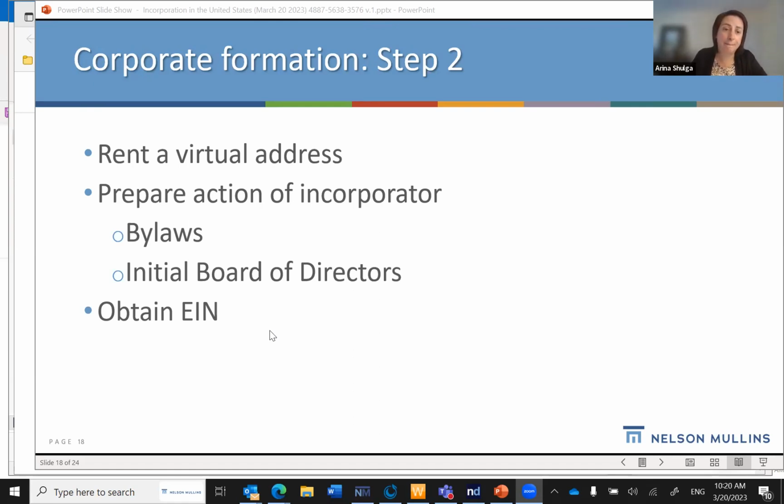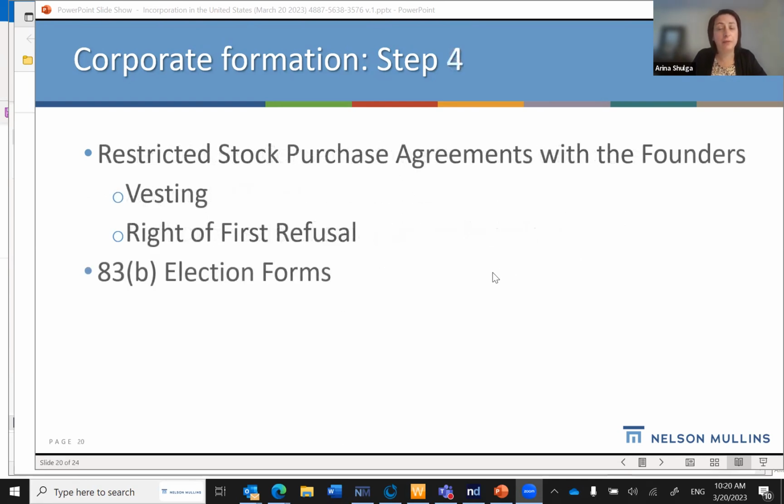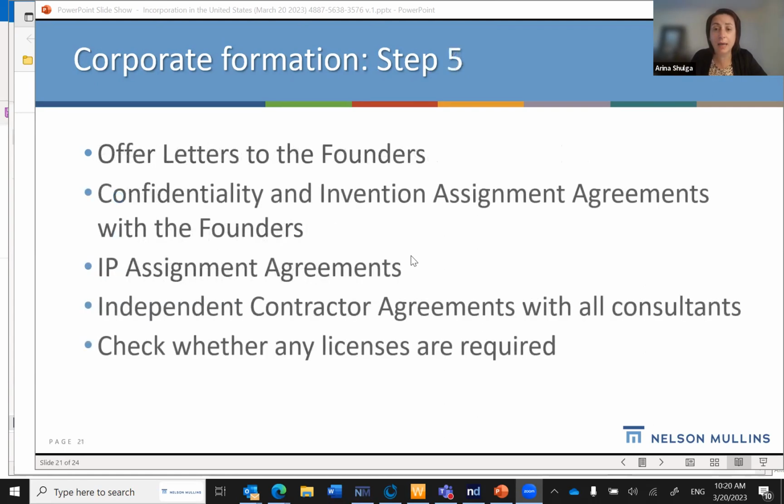So you obtain that, your lawyer can assist or your accountant can assist, and then the board appoints officers and authorizes sale of stock to the founders. The founders then purchase the stock, and the stock should be subject to vesting, okay? So that's just to ensure that the founders don't walk away with all these shares without actually doing much work for the company. Unfortunately, I'm out of time. Otherwise, I would tell you more about vesting.